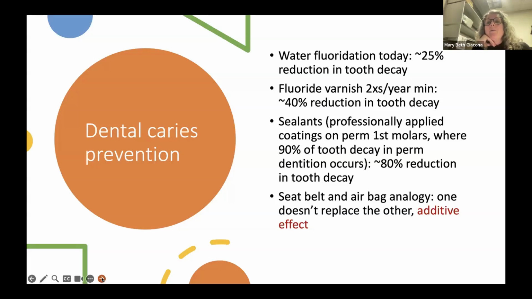But when we talk about water fluoridation in combination with either fluoride varnish applications or sealants or other preventive measures, we think of it like the seatbelt and airbag analogy. Once we got airbags, we didn't stop using seatbelts. One doesn't replace the other. It's an additive effect. We want both. We want everything that we possibly can be doing, working together synergistically.